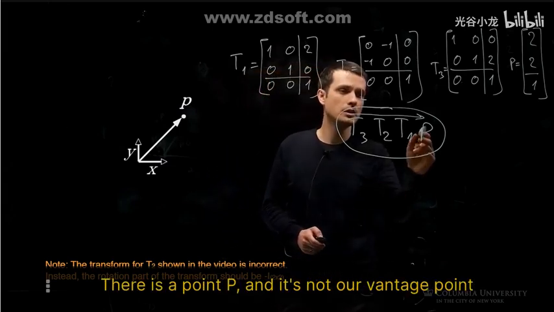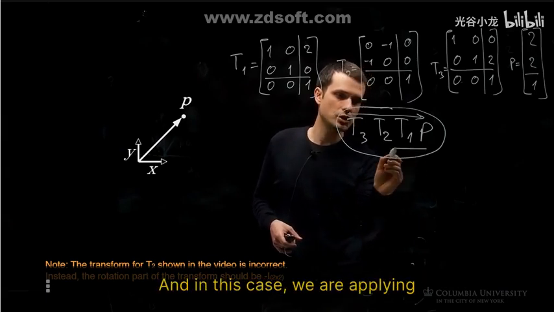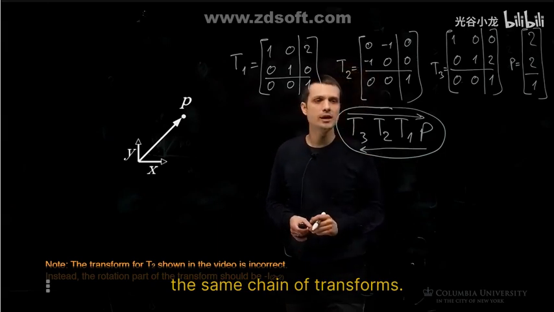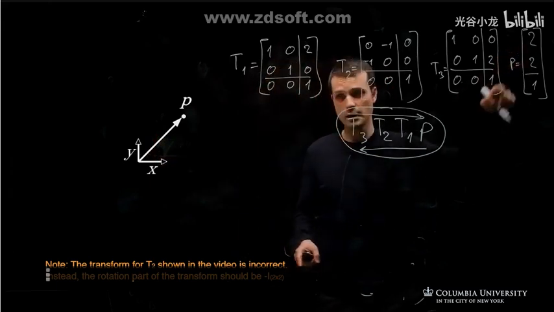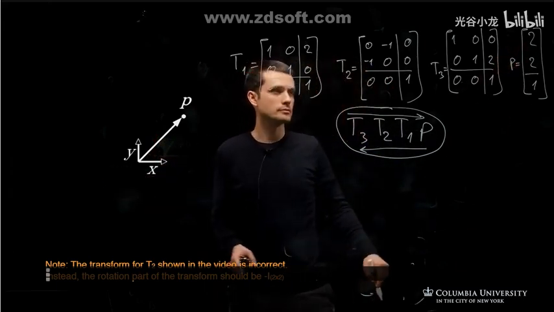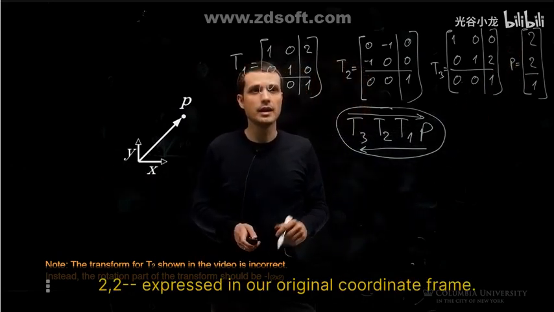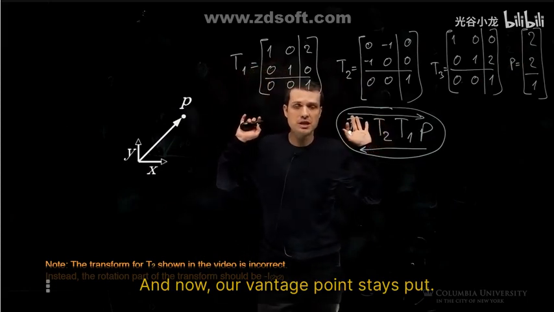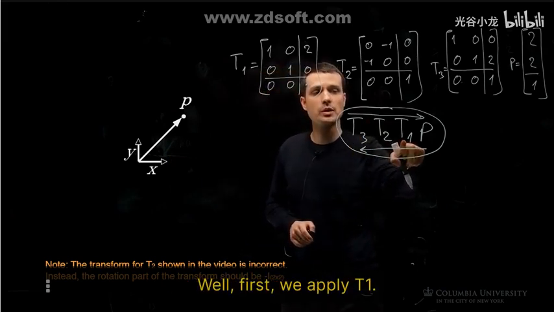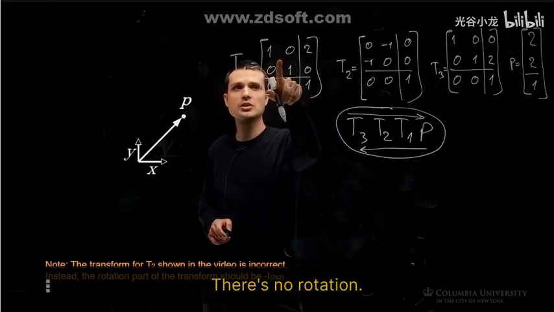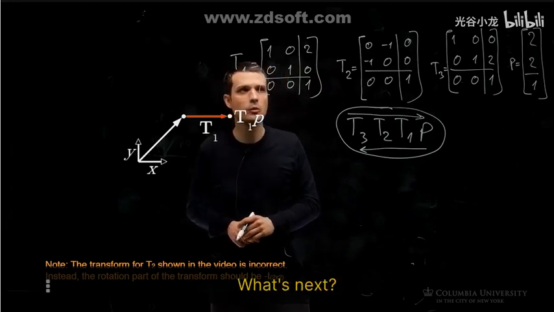There's a point P, and it's not our vantage point that's changing, it's actually P that's moving around. And in this case, we're applying the same chain of transforms, but this time we're going right to left. So this is point P, 2, 2, expressed in our original coordinate frame. And now our vantage point stays put. We don't move. It's point P that moves around. How does it move? Well, first we apply T1. There's no rotation. We just move P by 2 units along X. Okay, we've moved it. What's next?